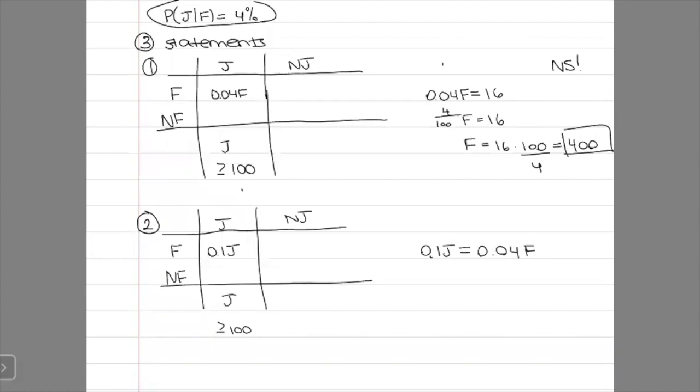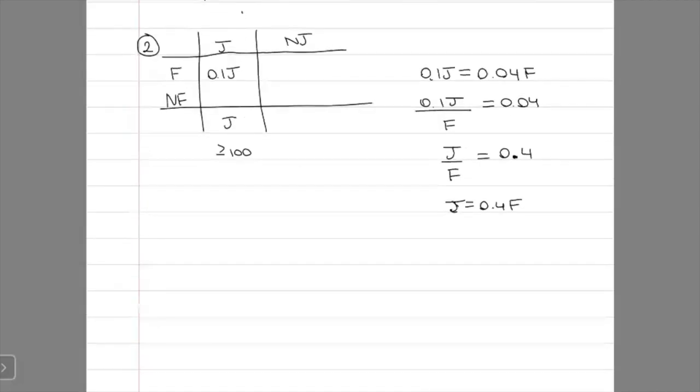So basically you could take the F to the other side, and then you could divide by 0.1, so that's like multiplying by 10. And we would get 0.4. So actually that's already going to give us enough information, because you can rewrite it as J equals 0.4 F. The point is that we have less Japanese than French.